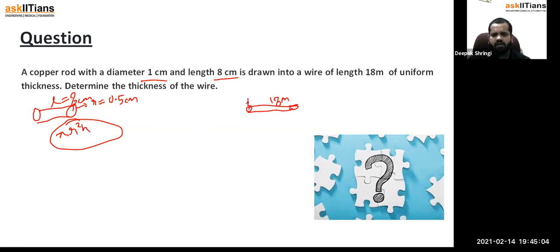Suppose the thickness is T. Then what you need to do is just equate the volume of your copper rod to the volume of your wire. Okay, you will get the value of thickness. Why? Because h is given, r is also given in form of T.